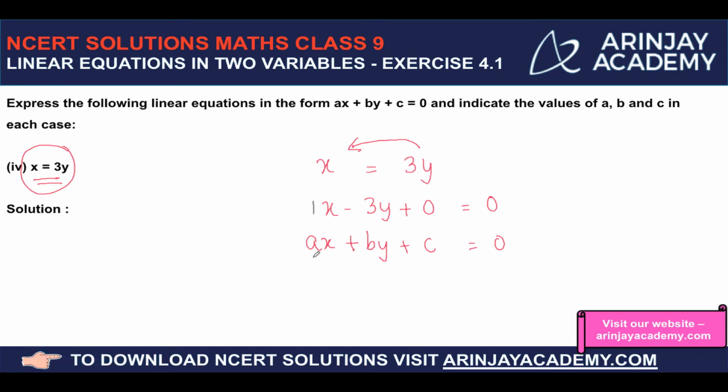So here you can write this as 1x. So the value of a will be equal to how much? 1. The value of b will be equal to plus 3. Right or wrong? Wrong. Value of b will be minus 3. The coefficient of y here is minus 3. And the value of c is equal to 0.